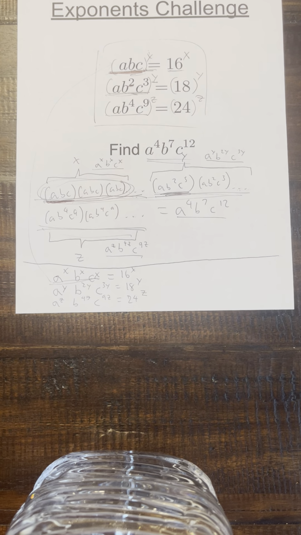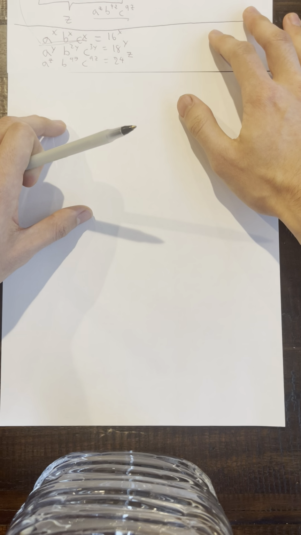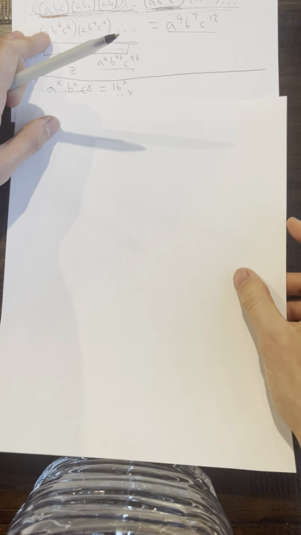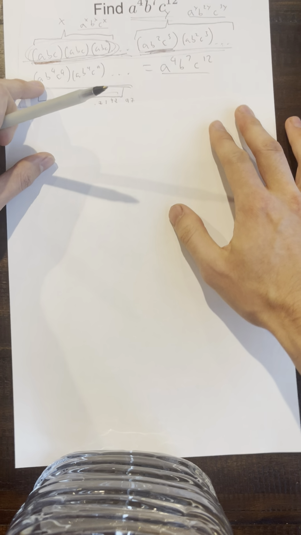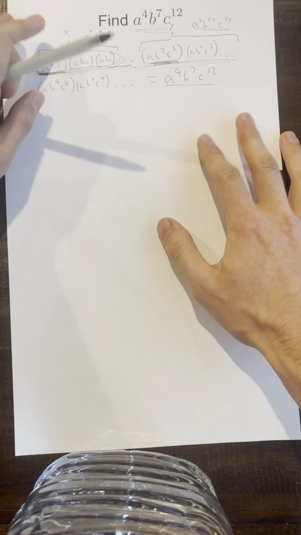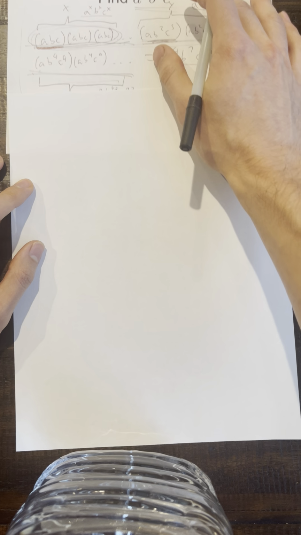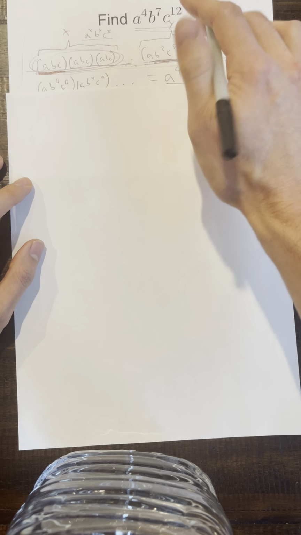So let's get another sheet of paper. Okay, so if we multiply those 3 expressions together, what are we going to get? Okay, so let's see here. So this expression times this expression times this expression is going to give us this one. So let's just copy that.